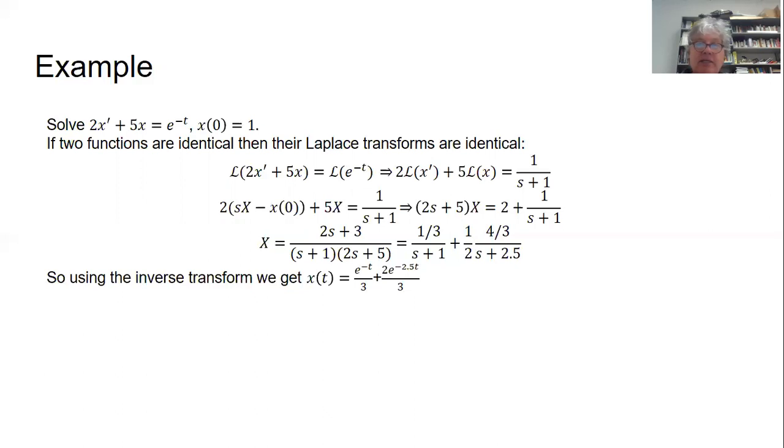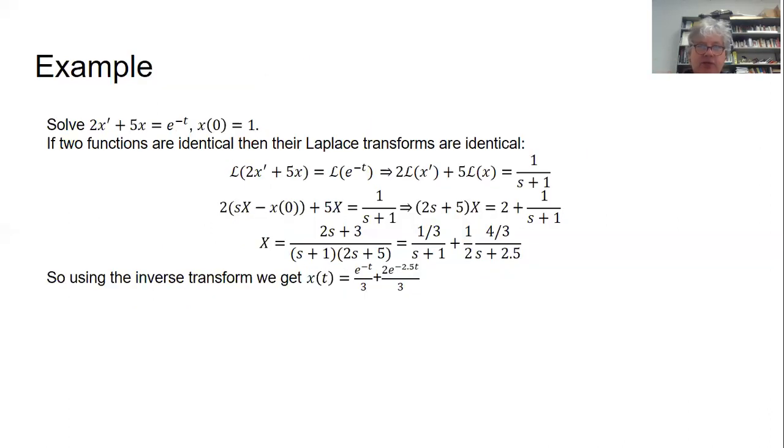1/3 e to the minus t is the particular solution, right? We can see that because when we plug it in there, we get 5/3 minus 2/3, because when we take the derivative, down comes the minus 1. And the 2/3 e to the minus 2.5t, that's the homogeneous solution, right? Because if we plug e to the minus 2.5t into 2x prime plus 5x, that will clearly get 0. So it's worked.